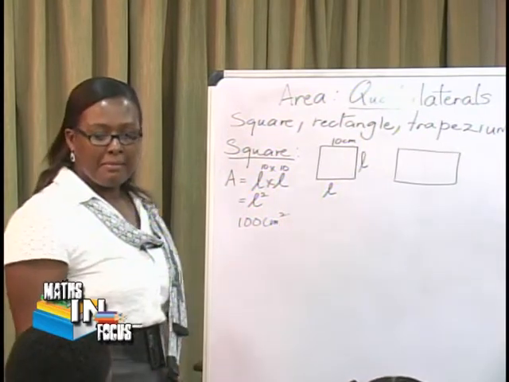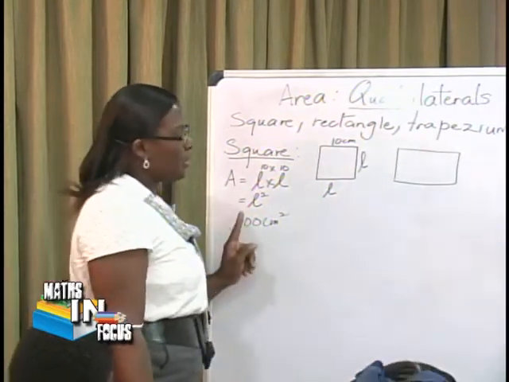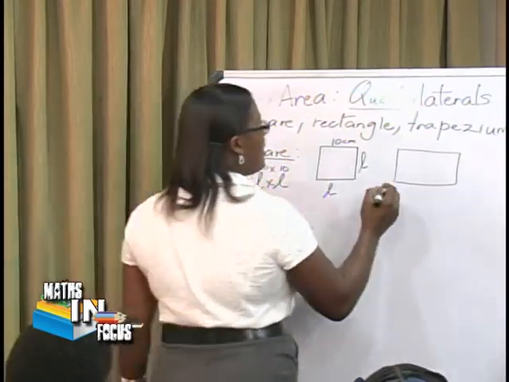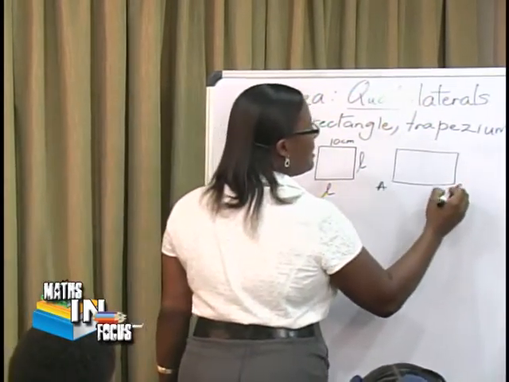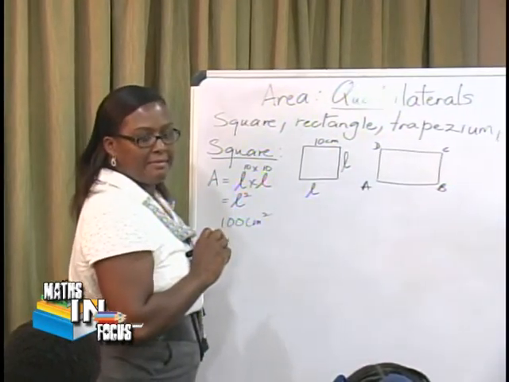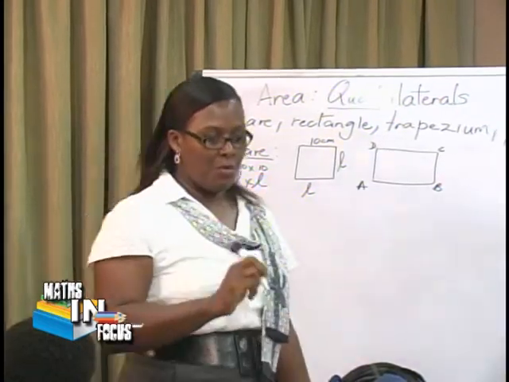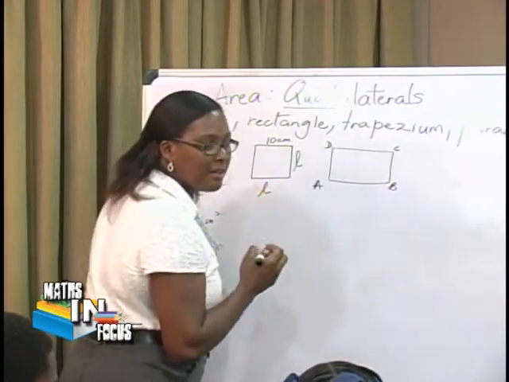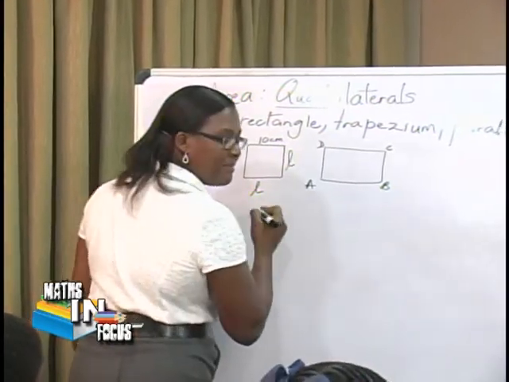So the area of a square is very simple to find. Now let us move from the square to the rectangle. So here we have a rectangle, A, B, C, D. And when you were in Form 1, Kieran, what was the formula you used to find the area of a rectangle? Area A is equal to length times width or breadth. Good. It can be LB or LW.